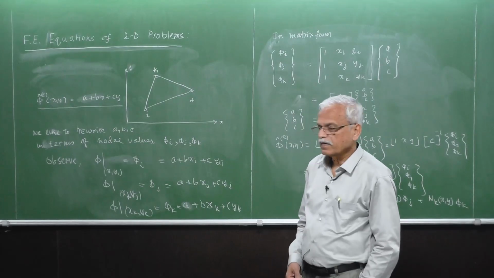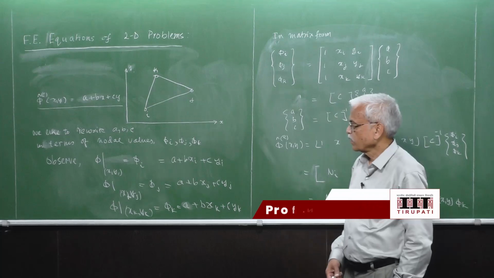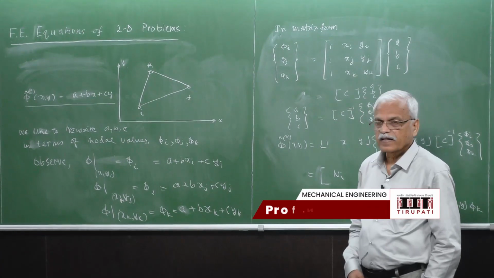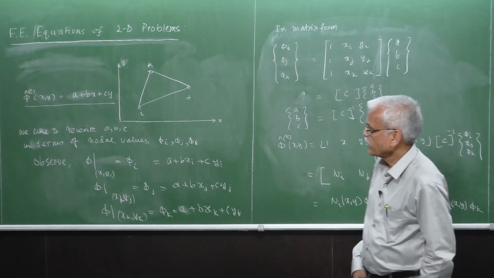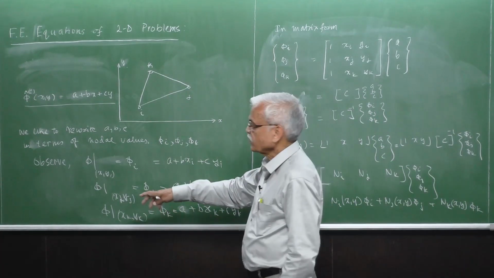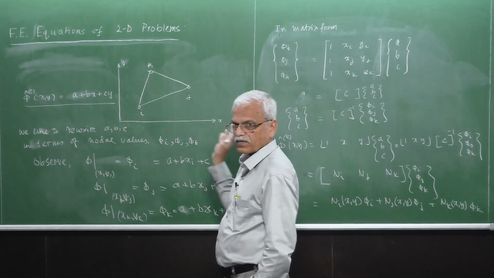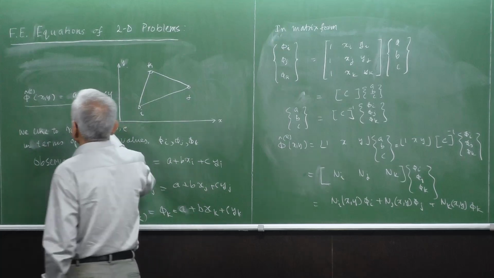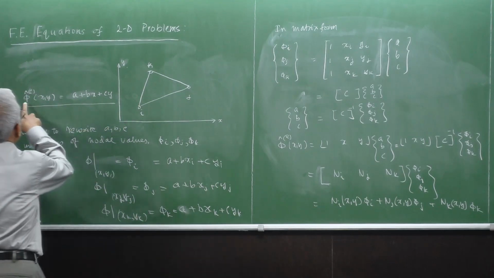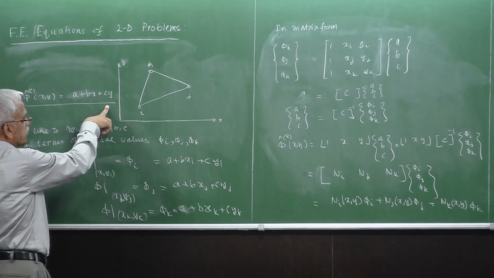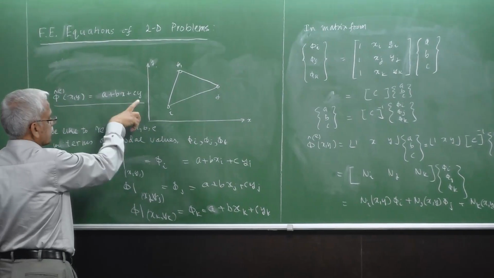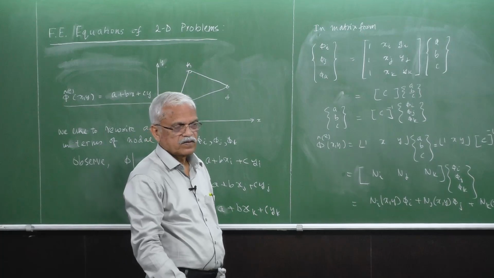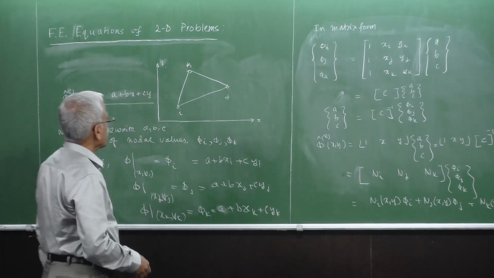Good morning, gentlemen. Let's continue our discussion on the development of approximation for a triangular element. In the last lecture, we started off with phi in terms of a plus bx plus cy. These are linear terms in xy, so that the derivative exists. That's the minimum requirement.